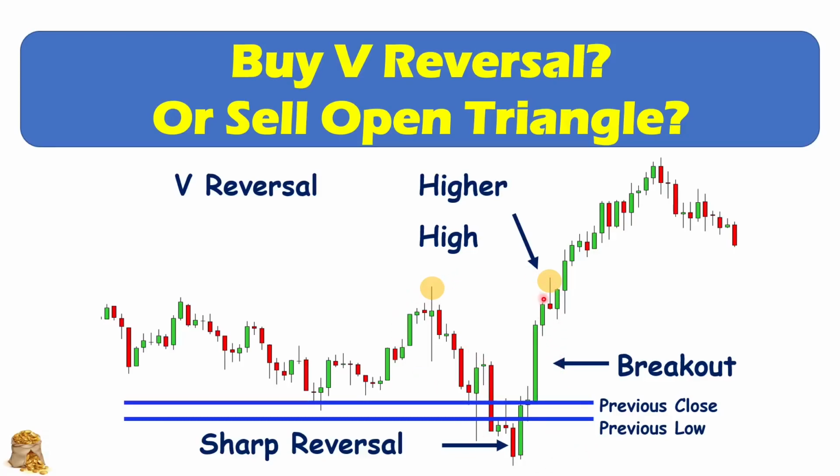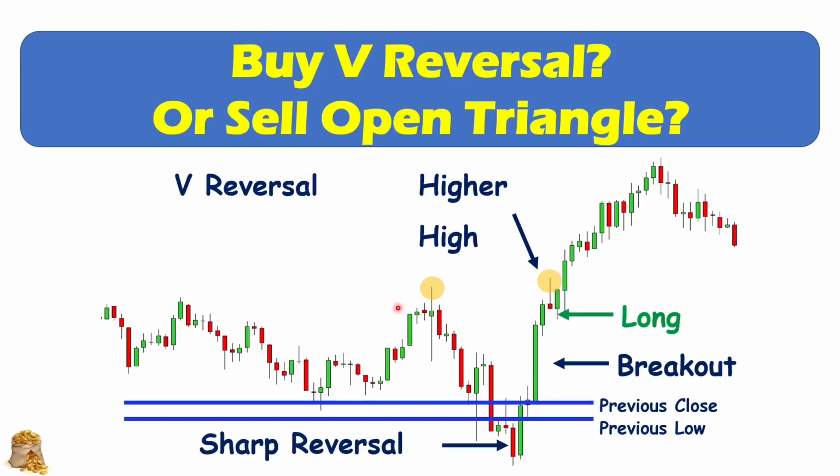Then we wait for the pullback. This bear bar is the pullback. And then we want to see a signal bar as the bull bar. So this is the bull bar signal bar. And then after this bull bar finishes, we go long. You can see that this V reversal gives you a successful trade.